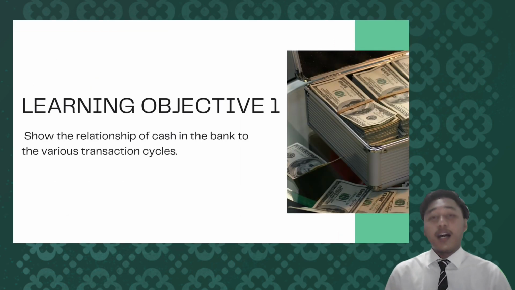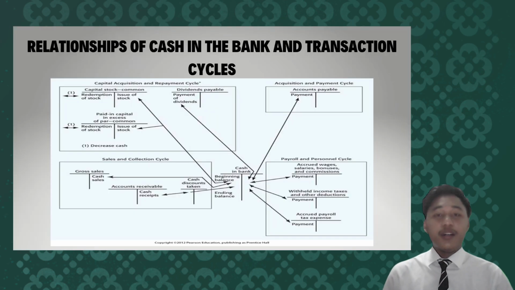First, I will share the relationship between cash in the bank and the various types of transaction cycle. Here, we can see the relationship of the various transaction cycles to the general cash account that can be the focal point. As we can see, we can get the cash in bank account in the capital acquisition and repayment cycle, sales and collection cycle, acquisition and payment cycle, and also the payroll and personnel cycle.